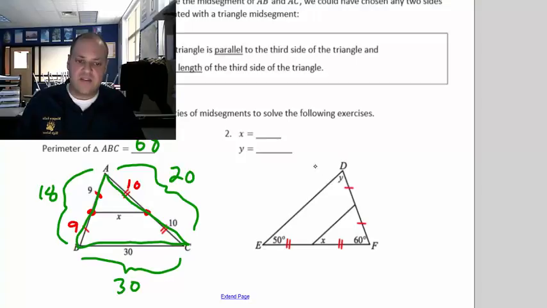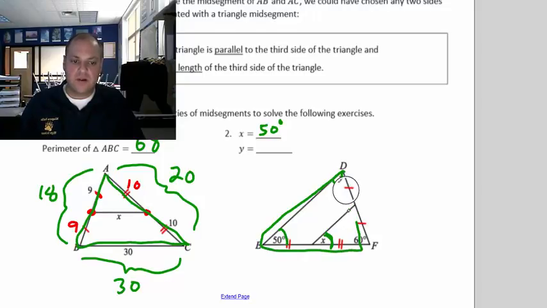This one here, find x and y. This x is the corresponding angle for 50. So if that's 50, this must be 50. And then this angle here is the third angle of, look at the big triangle here. See the big triangle?